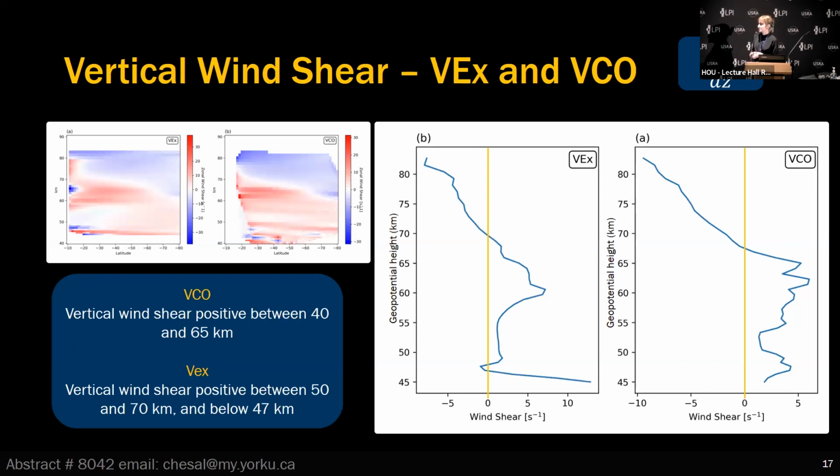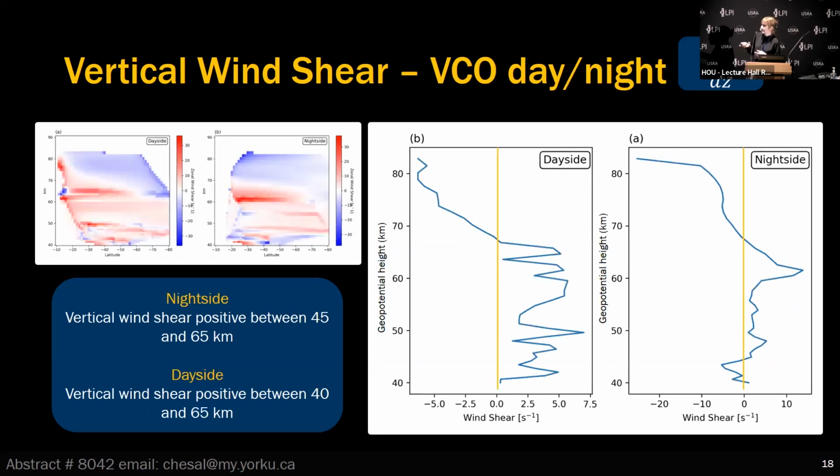Next, we looked at vertical wind shear. What I was looking for with this is to see if the vertical wind shear was affecting the convective instabilities that would possibly be occurring in the near neutral stability layer. But the peak in vertical wind shear is above the near neutral stability layer, at above 60 kilometers. And from the day side to the night side, there is more vertical wind shear on the day side than there is on the night side.